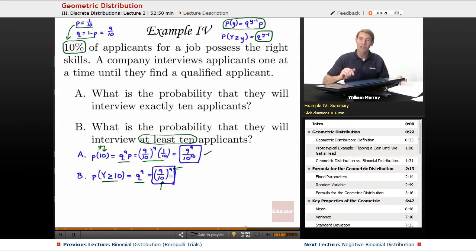So like I said, hang on to these numbers for the next example, because we're going to use the same scenario for the next example, example 5.